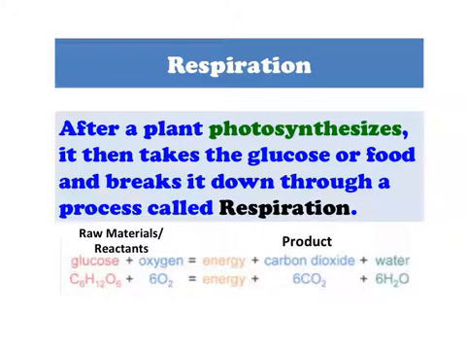because now our raw materials or our reactants are what used to be the product, glucose and oxygen. They're now our raw materials or our reactants, and it's going to break that down into carbon dioxide, water, and energy. That energy is called ATP, and it uses that energy for all of its growth and life processes. Then when another organism eats that plant, they get that energy as well.